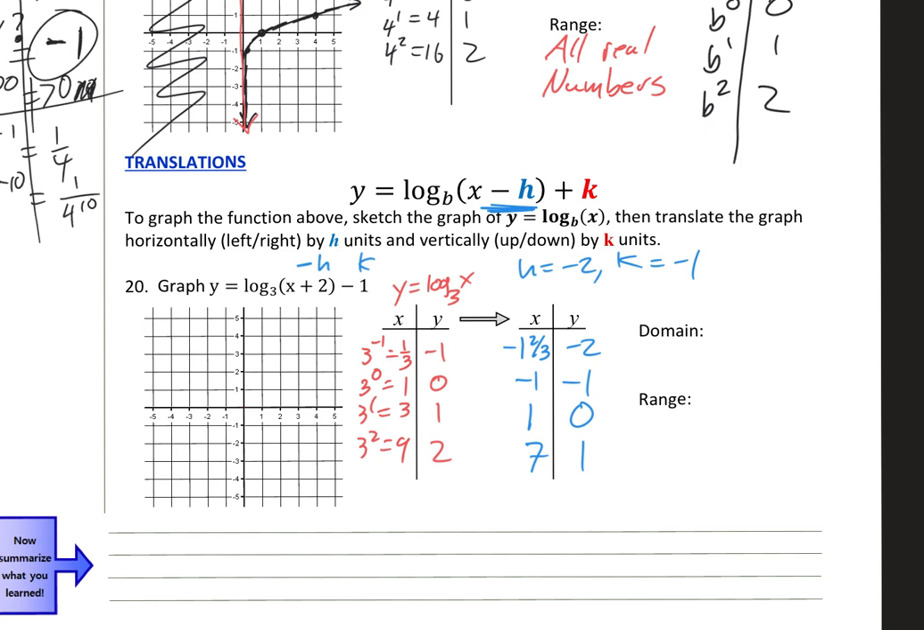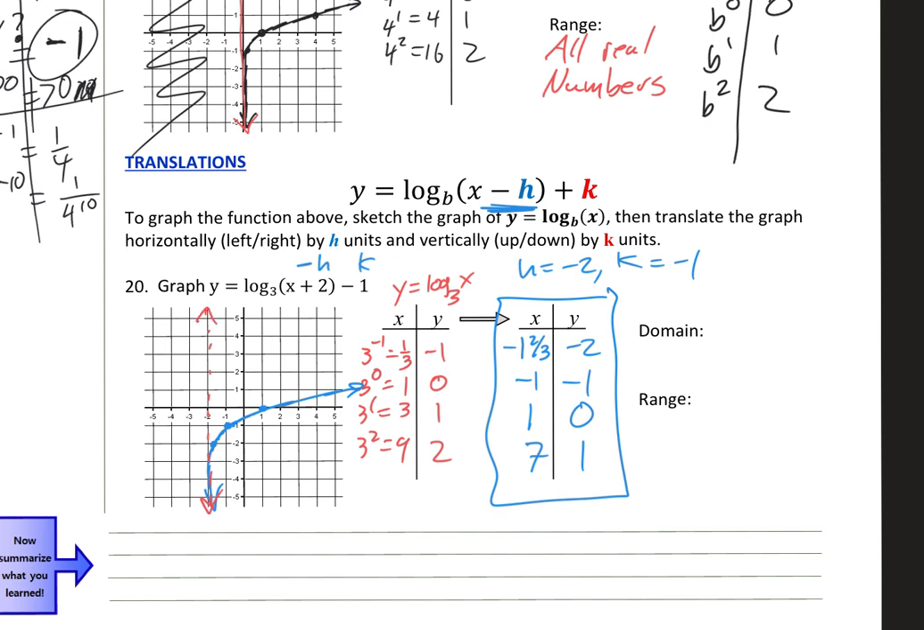So let's plug this all into my graph. -1 and 2/3, comma -2 is about here. -1, 1 is about here. 1, 0 is here. And 7, 1 is off the graph, but we can estimate it's going to be somewhere over here. And we get something like this. We're still going to have an asymptote here.